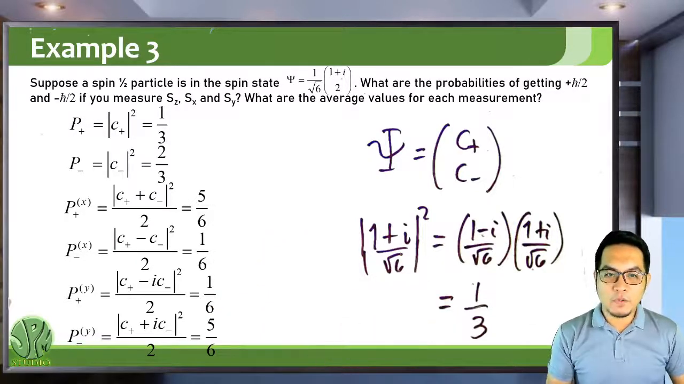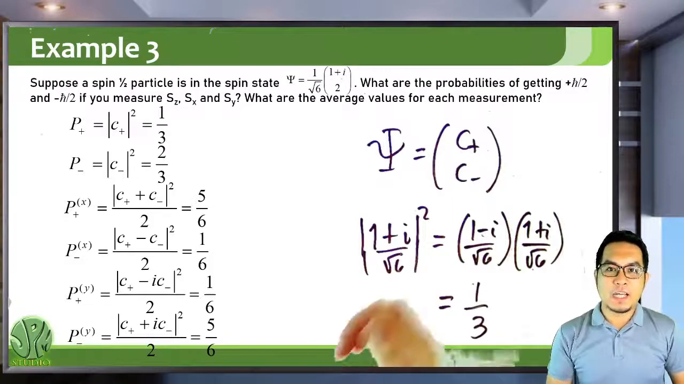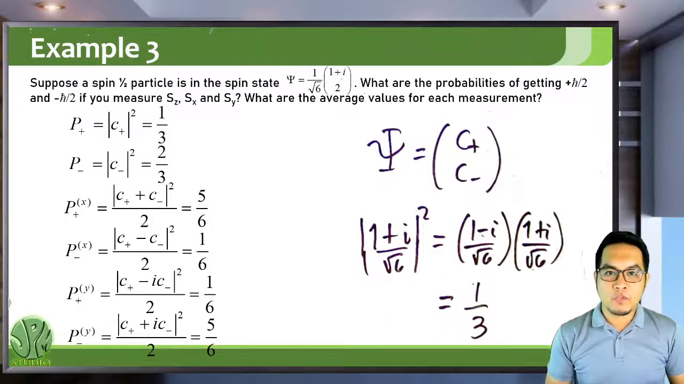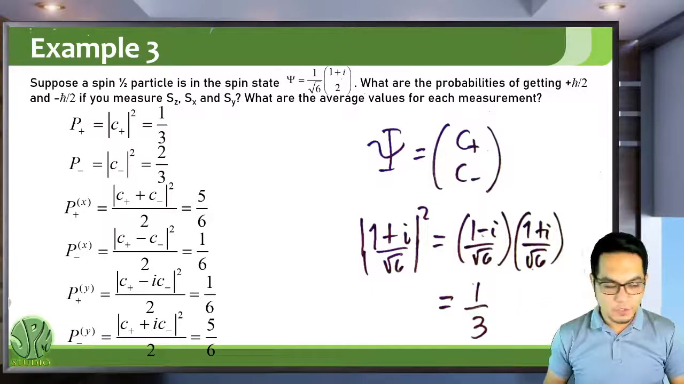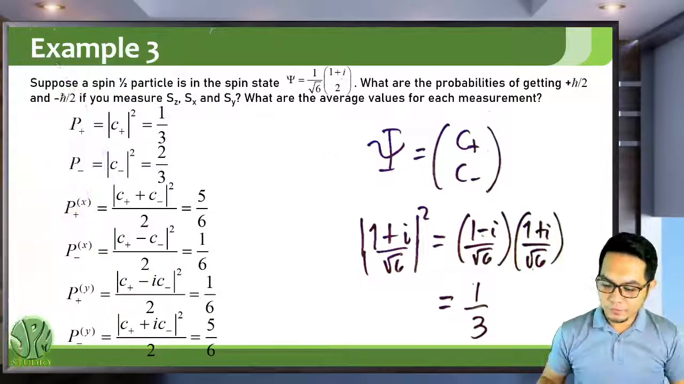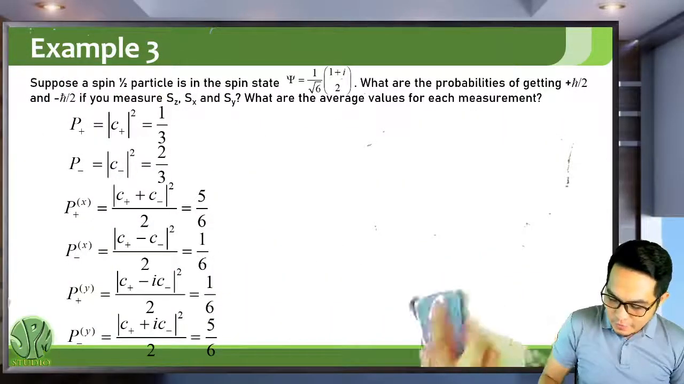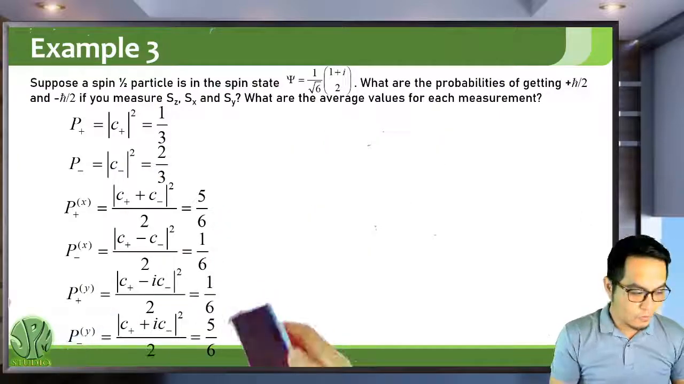Now, if you try to measure it repeatedly and you get the average value, so most of the time you get positive h bar over 2, positive h bar over 2, and then negative h bar over 2, and if you add those all and take the average, what is the average value? In this case, there are two ways to solve for the average value.